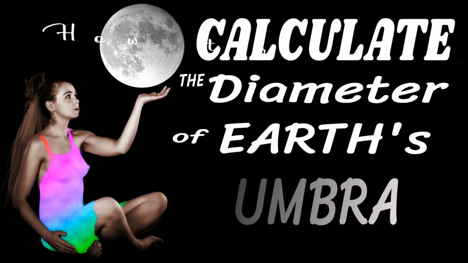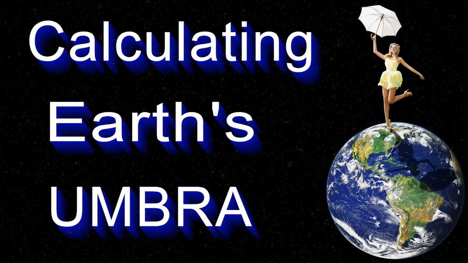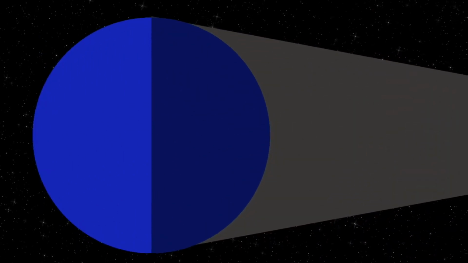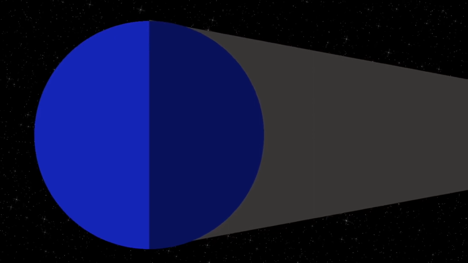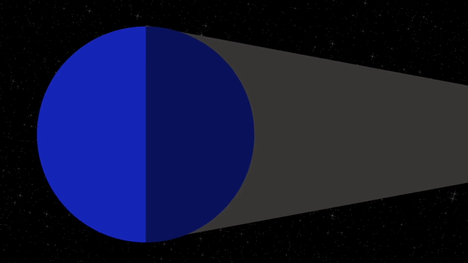Today I'm going to discuss how to calculate the diameter of Earth's umbra at any given distance from Earth. In an earlier video I discussed how to calculate the length of Earth's umbra. You will recall that in astronomy the word umbra refers to the conical solid shadow that extends out behind any solid body, like the Earth, and where, in this case, the sun's light is fully blocked by our planet.